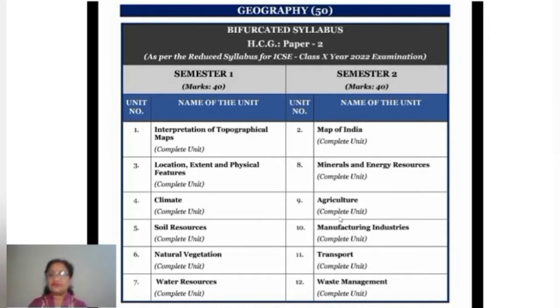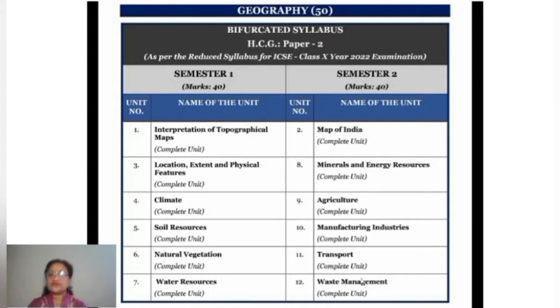Then come to manufacturing industries. Under this, both types of industries will be coming, that is mineral-based as well as agro-based industries. That forms one complete unit. Then the next unit is transport. Transport includes all the different means of transportation in India. And then comes the last unit, that is waste management.